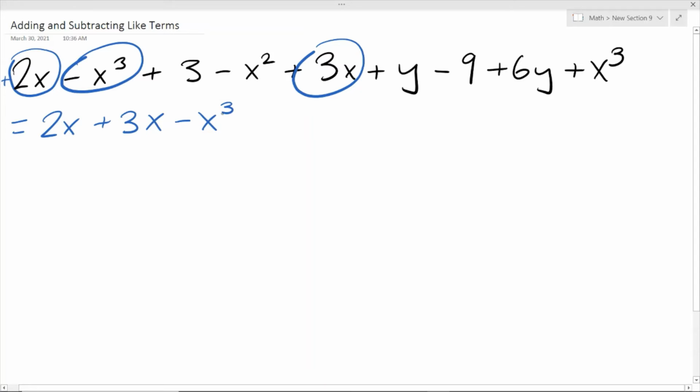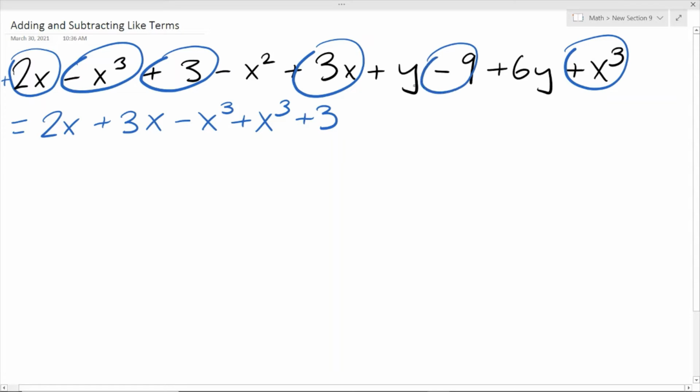So we have negative x cubed, so we write that here. And we also have positive x cubed. They're both very similar. They both have x cubed. So we're going to write that here, and we circle that. And then let's look at the constants, 3, so we have to include the sign, so plus 3, and negative 9. So we're going to write that in as well. Circle everything we write into the next line.